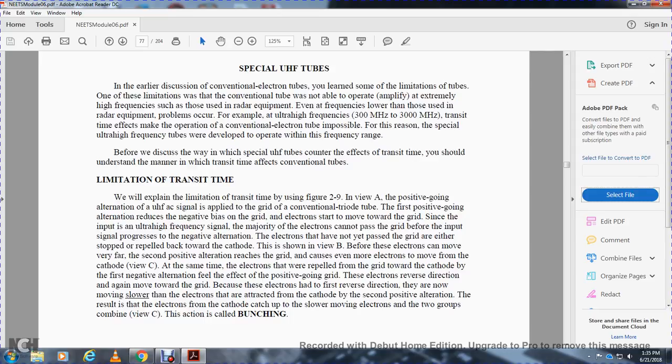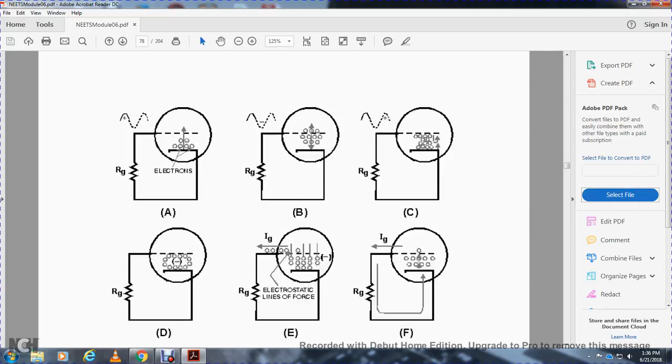This is shown in view B. Before the electrons can move very far, the second positive alternation reaches the grid and causes even more electrons to move from the cathode, view C. At the same time, the electrons that were repelled from the grid toward the cathode by the first negative alternation reverse direction again, moving toward the grid because of the positive going grid. Since these electrons have reversed direction, they are now moving slower than the electrons that have just left the cathode. The result is that the electrons from the cathode catch up with the slower moving electrons, combining in two groups, view C. This action is called bunching.